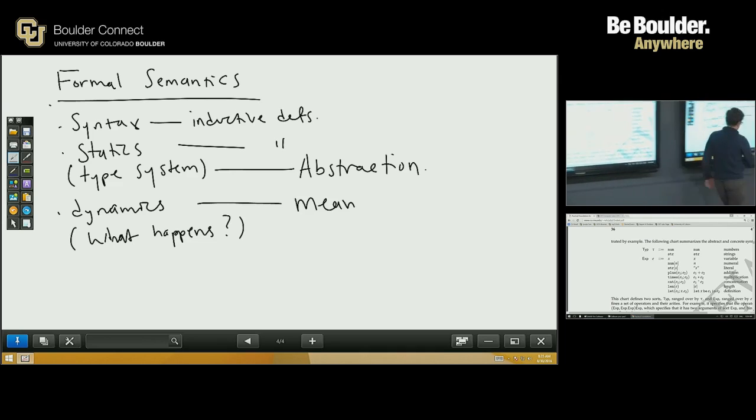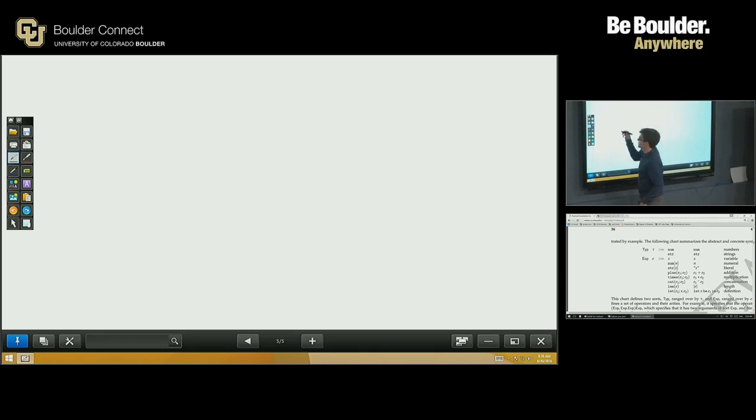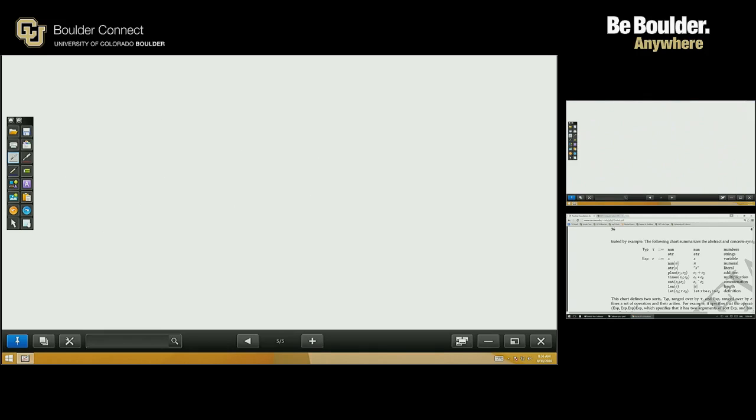When I first saw this notation, I thought it was a little weird. So the way I would write this, if I was trying to write this in a way that looks natural to me, is I'd write tau is either a num or it's a string. E is either a variable or some number n or some string s, or it's e1 plus e2. And he's got some other operators which I don't have to write.